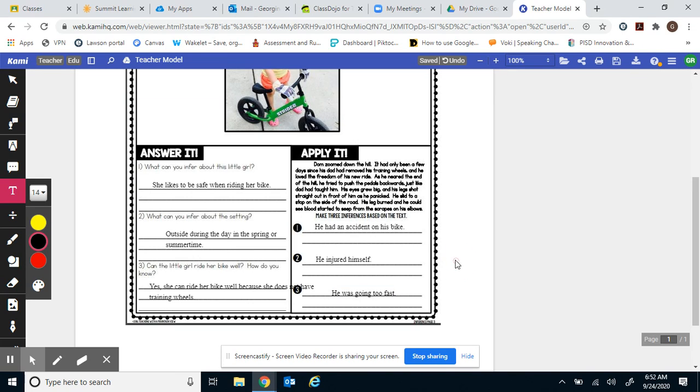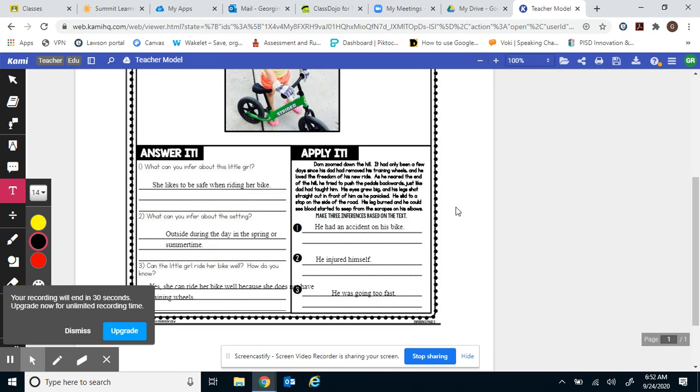So these are things you can tell based on what I know about riding bikes and what the text has told us. So when you are inferring, you've got to take what you already know, which is your background knowledge, and what the text is telling you. And you can figure out things that the author doesn't specifically say, but you know based on what he said. And now you're going to practice one on your own.